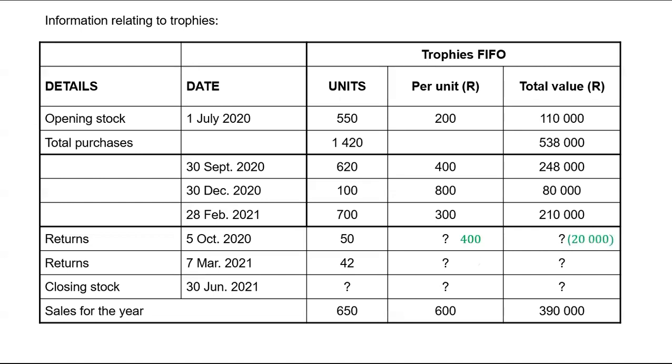The cost price of 42 trophies will be 300. Yes, it will be 300. And we'll take 300 times 42. It'll give you the total cost price of all those 42 trophies that were returned. Now, how do we calculate the value of your closing stock? We don't have the number of units that are remaining, so we have to calculate that.